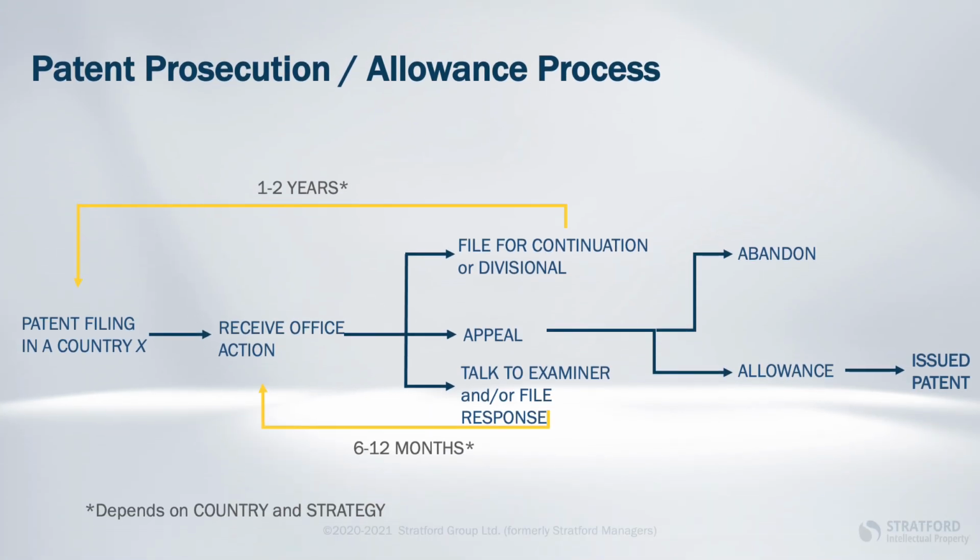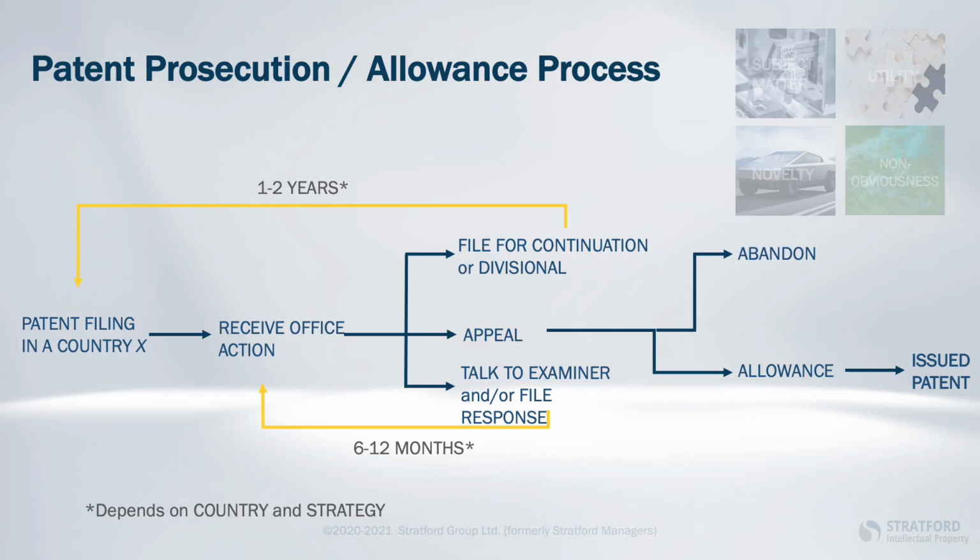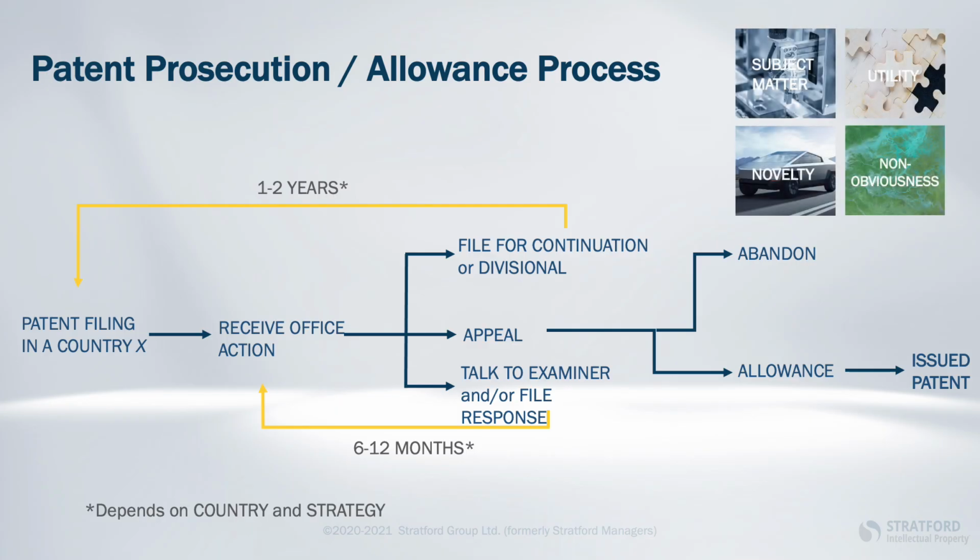Once the application is filed, it enters prosecution. This means the Patent Office will evaluate your invention to determine if it is patentable and what the scope of protection will be. The examiner will issue a report called an office action, allowing or rejecting claims based on patentability criteria. Typically, there will be 2 to 3 office actions, where the examiner and the patent agent go back and forth before the examiner is ready to allow the claims.